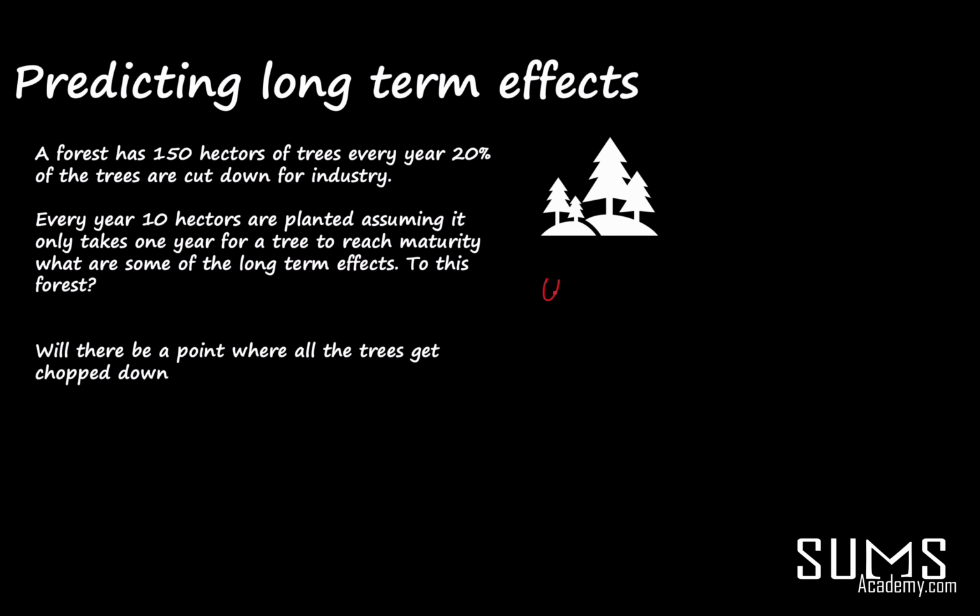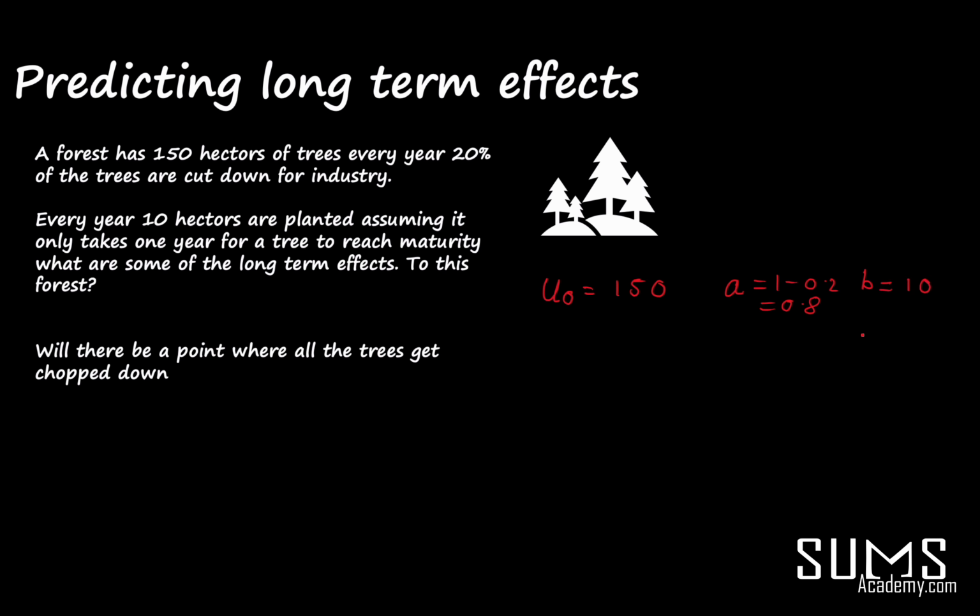So we know that initially, there's 150 hectares, and we know that they're getting chopped down at a rate of 20%. So that's 1 minus 0.2, which equals 0.8. Okay, so there's 0.8 times as many trees left every year, but we also know that 10 new hectares get planted.